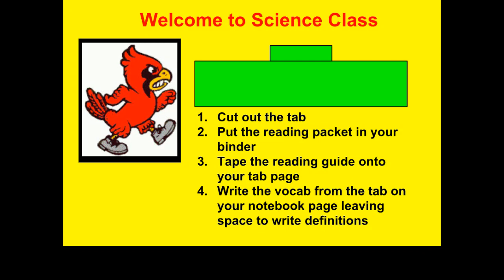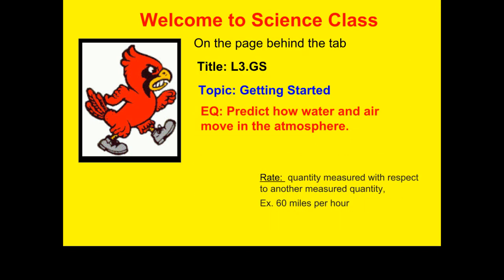We are going to be cutting out a tab today and then getting ready for lesson 3. That tab is going to be for your vocab and your focus question. You should put the reading packet in your binder or folder, tape the reading guide onto your tab page, and then you're going to have to write the vocab from the tab page in your science notebook, leaving some space to write your definitions.